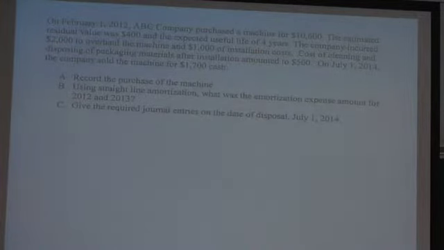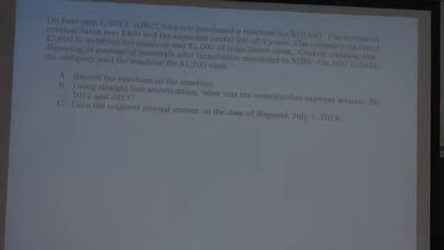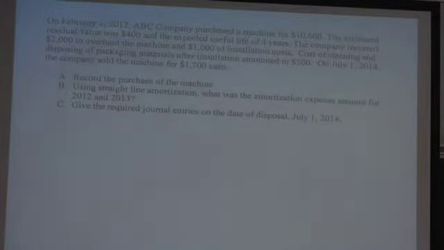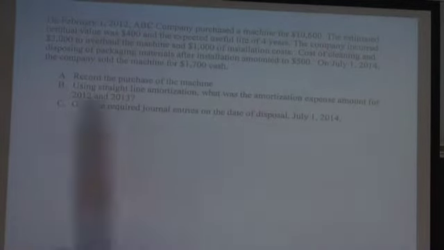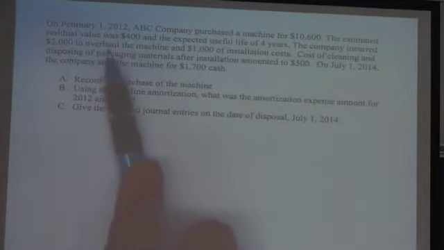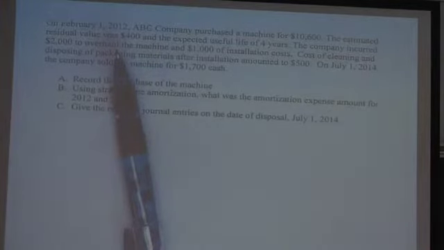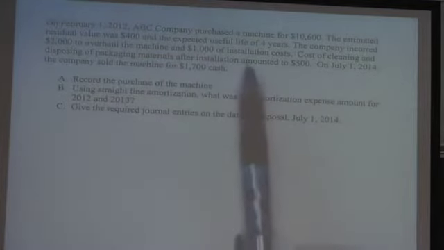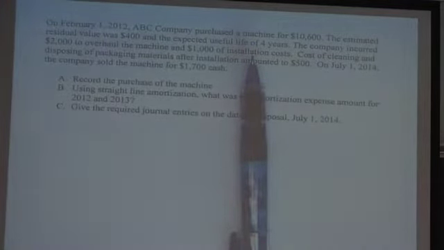The key to the concept here is that we capitalize to the cost of the equipment if these costs incurred were necessary to get the equipment into its intended use. In this case, the $2,000 overhaul to the machine is going to be included in the cost of the machine because it is part and parcel. It's important to get the asset to its useful state. The installation cost is also necessary to get the asset to its useful condition. So we obviously need to install it before we can use it.